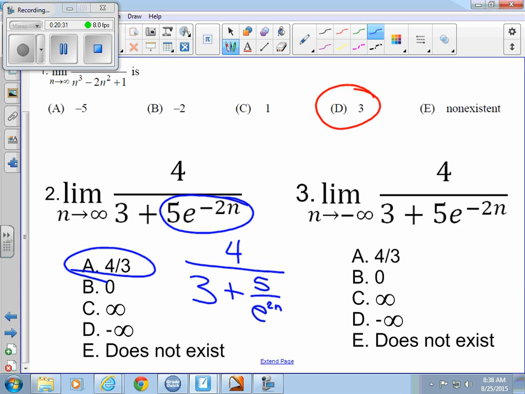What happens if I plug in negative infinity into 5e to the negative 2n? That piece goes to infinity. Does everyone agree? Why? Negative times a negative makes a positive, and a positive exponent on e is going to go to infinity, right? If that piece goes to infinity, what does the whole fraction do? It's like something over infinity.